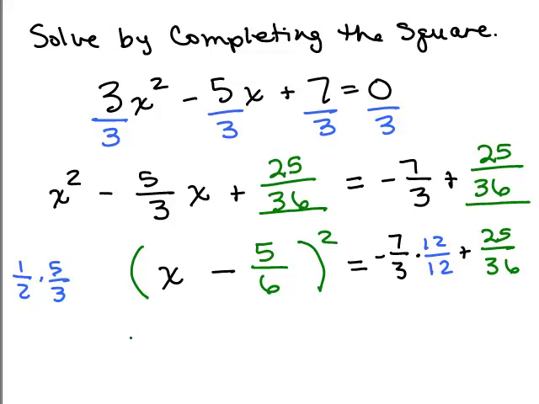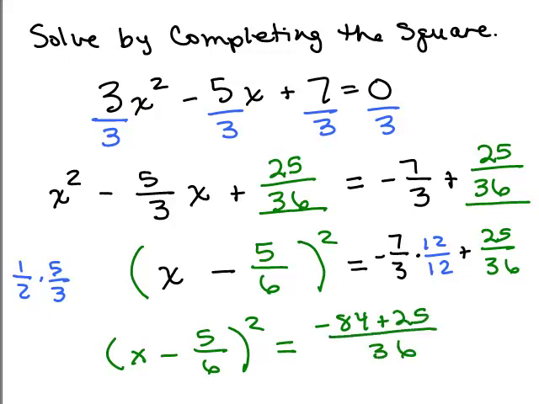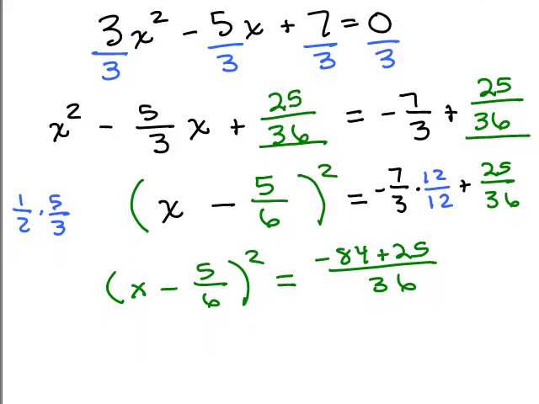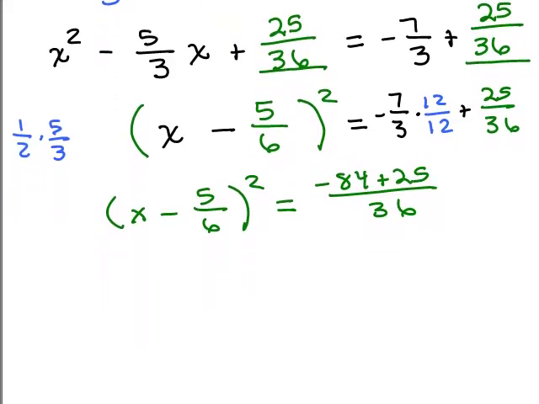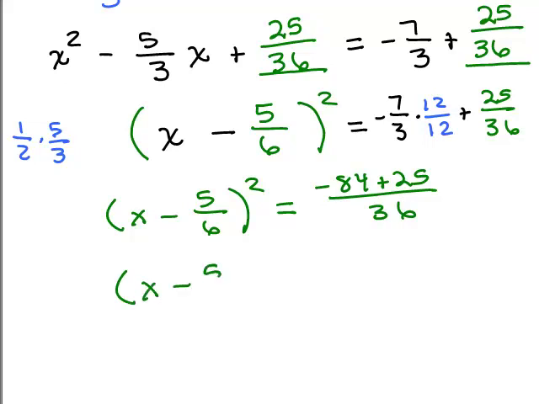So this gives me x minus 5/6 squared equals, all right, what does that give me? Well, I've got negative 7 times 12, so that's going to be negative 84 plus 25, all over 36. I'm just showing all the steps here. So we have x minus 5/6 squared equals, all right, we're still going to simplify. This will give me a negative number here. Let's see, I think that's negative 59 over 36.